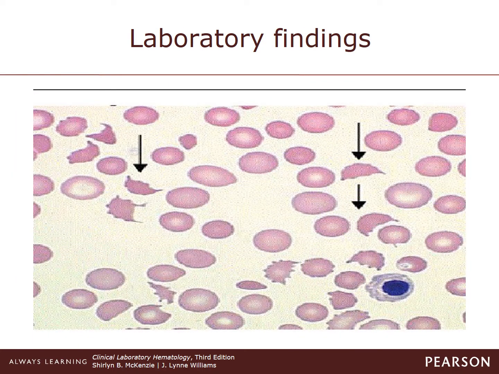Now, lab findings associated with HUS are a moderate to severe normocytic normochromic anemia, where hemoglobin can range from 7 to 9 grams per deciliter. Here we see many schistocytes, helmet cells, spherocytes, and burr cells, polychromasia with those cells, some nucleated red cells occasionally.